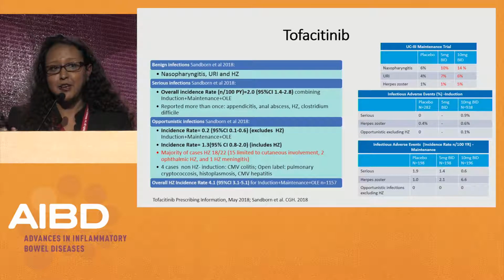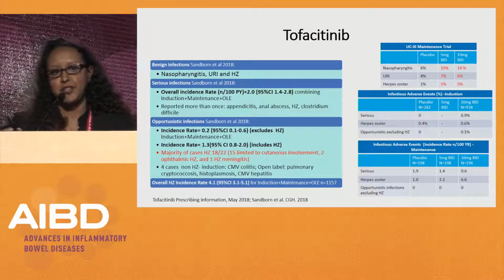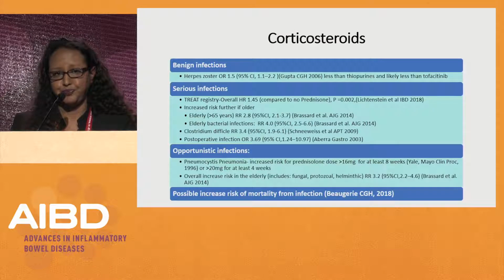And it can also increase your risk for opportunistic infections related to herpes zoster. So there's a higher rate of other things such as ophthalmic herpes zoster, and there was one case of herpes zoster meningitis as well. But most of the cases were cutaneous. Also, with tofa, there is a slightly higher risk of nasopharyngitis and upper respiratory infections.